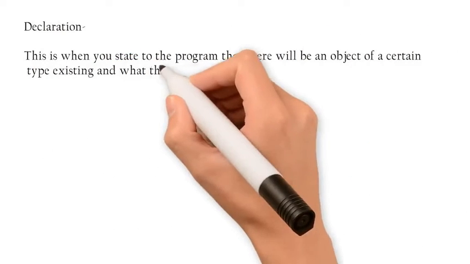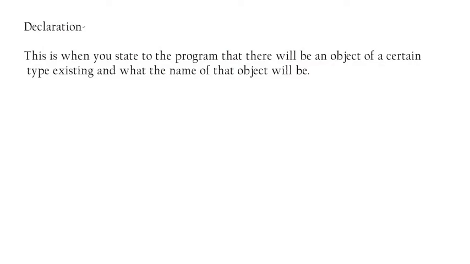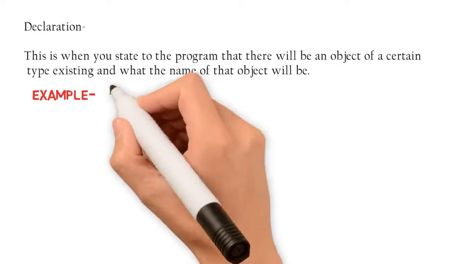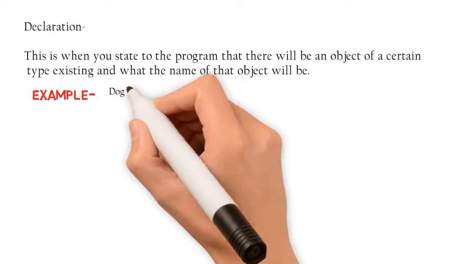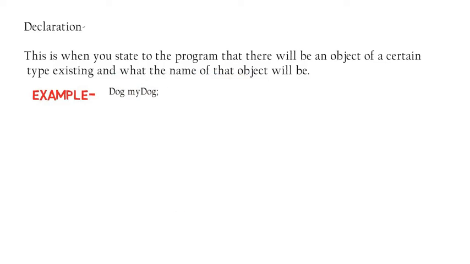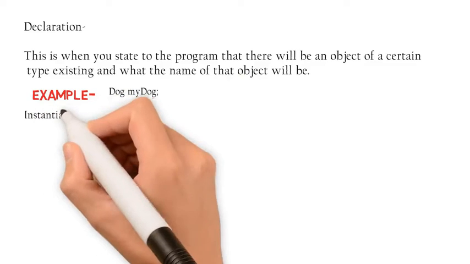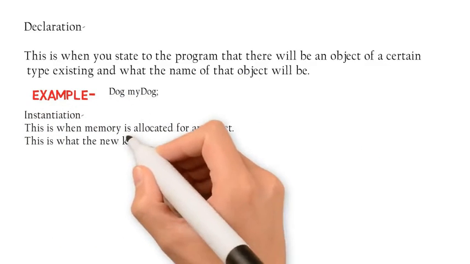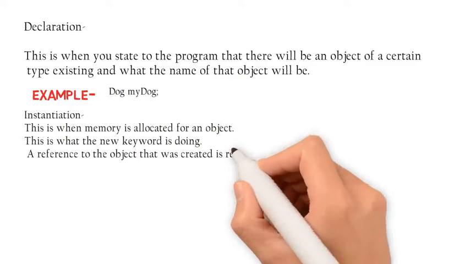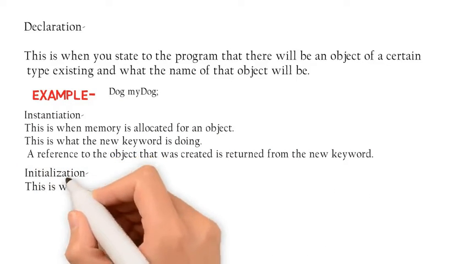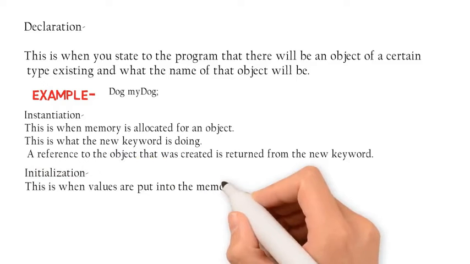First is declaration. This is when you state to the program that there will be an object of a certain type. So we specify the name of the class here. The name of the class is Dog. And myDog is the name of the object. So we are giving the instruction that we are creating an object of class type Dog.